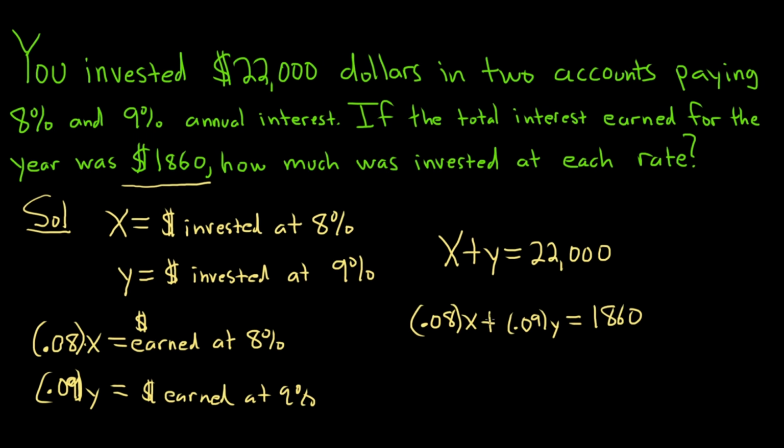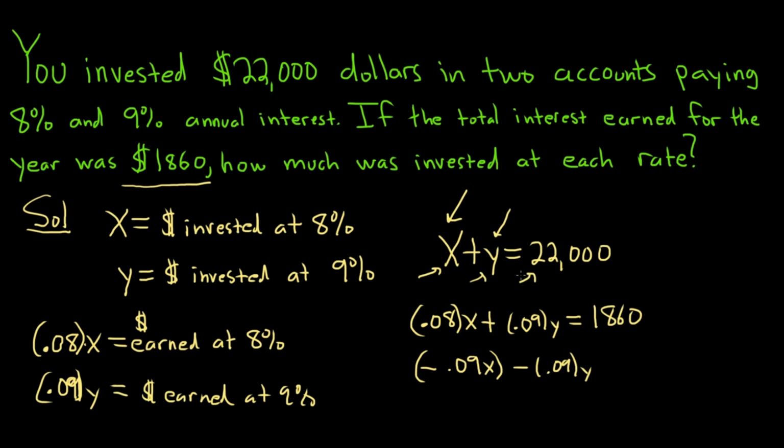An easy way to do it, I'm thinking, is to get rid of the y, just for fun. So let's multiply both sides of this equation by negative 0.09. We would get negative 0.09x, multiplying it by negative 0.09, and then negative 0.09y.